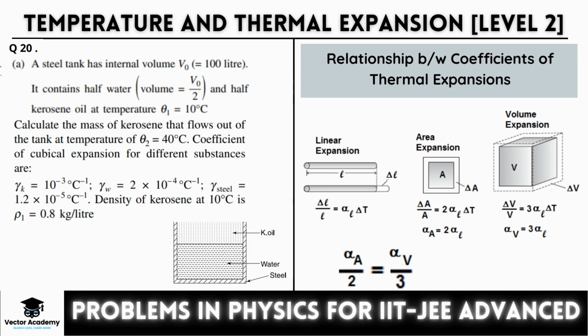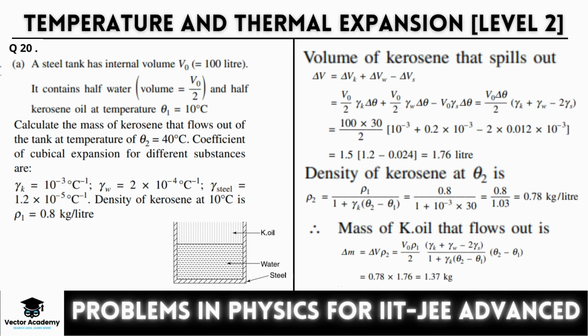Relationship between coefficients of thermal expansions. Change in length delta L due to change in temperature delta T equals original length L into coefficient of linear expansion alpha L into delta T. Change in area delta A due to change in temperature delta T equals original area A into coefficient of area expansion alpha A into delta T. Change in volume delta V due to change in temperature delta T equals original volume V into coefficient of volume expansion alpha V into delta T. Also, alpha A equals 2 alpha L, alpha V equals 3 alpha L, or we can write alpha A by 2 equals alpha V by 3.